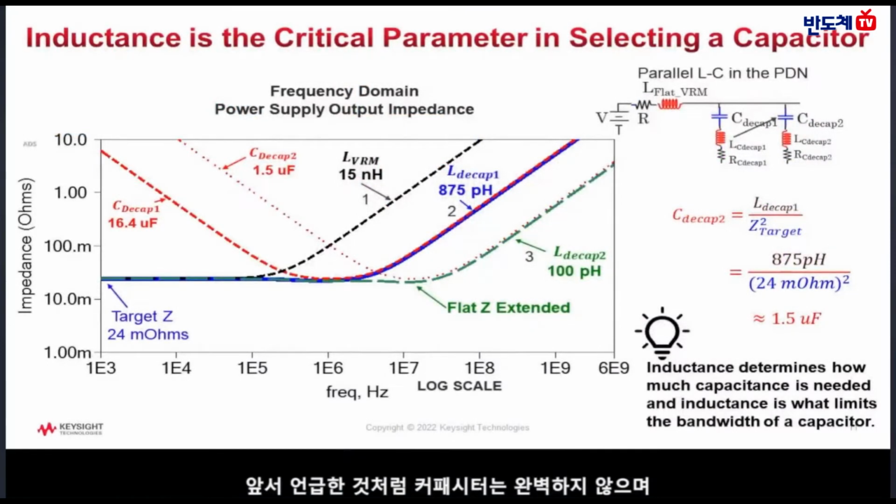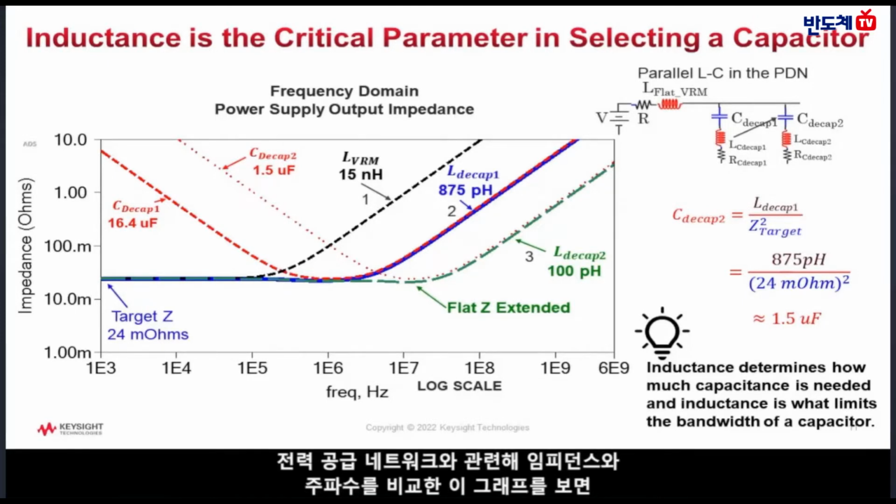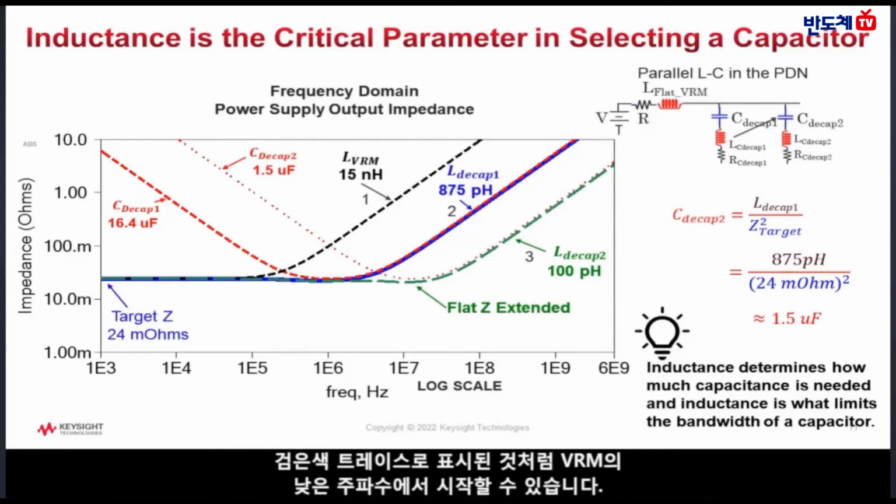Remember, I mentioned at the beginning, capacitors are not perfect, and they eventually turn into inductors at higher frequencies. This means that the biggest challenge in selecting the right capacitor is identifying the inductance that is impeding power delivery and to adequately compensate for that inductance to maintain a flat impedance. Here in this graph of impedance versus frequency for a power delivery network, we can start at low frequency at the VRM, shown as the black trace.